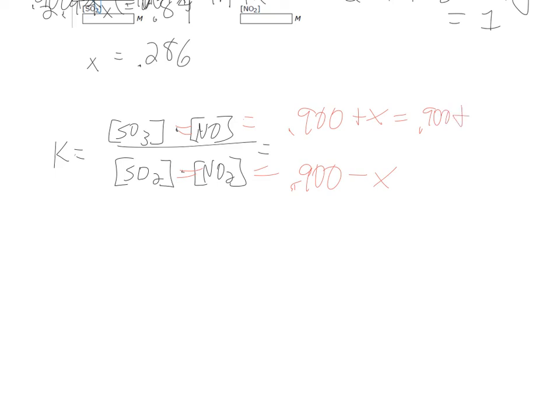So that's 0.9 plus 0.286, which works out to be 1.19. And for the SO2 and NO2, 0.614. And those will be the two gases of each type. The reactant gases and the product gases will be the same.